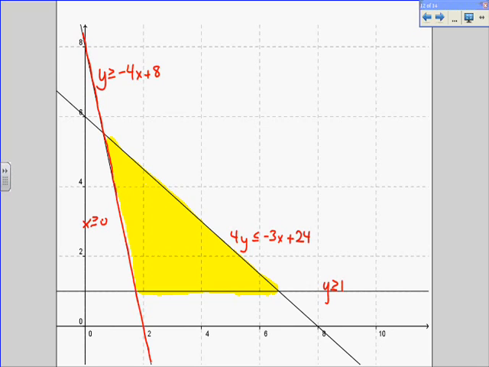My other inequality here is 4y is less than or equal to negative 3x plus 24. And then my horizontal line here is y is greater than or equal to 1. And then the x greater than or equal to 0 is just this line here. But as you can see, it doesn't really change the appearance of our polygon. Okay, so it doesn't become a vertex on our polygon.